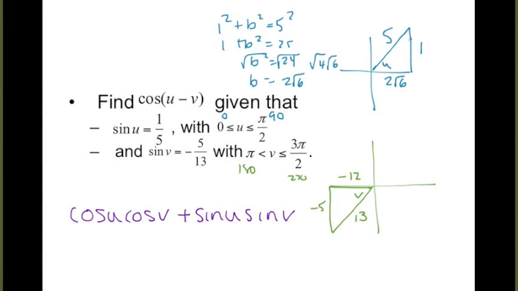Then we want to go through and find the things required in this formula, so the cosines and sines of u and v, using those two triangles. So the first thing, cosine u, I look up at the u triangle, cosine is adjacent over hypotenuse. And then later on in the formula I need the sine of u, and the sine of that triangle is opposite over hypotenuse, 1/5.